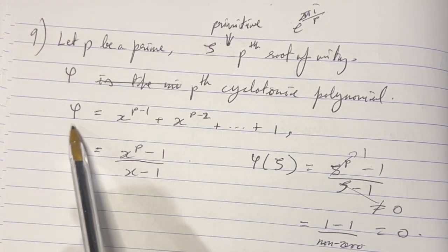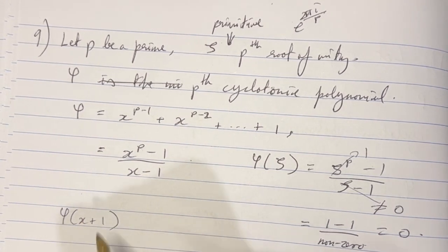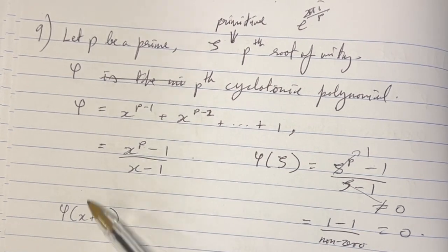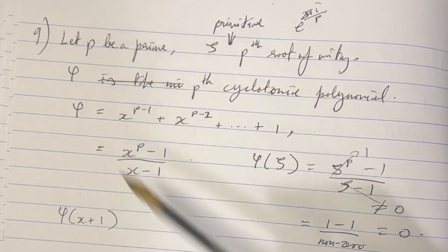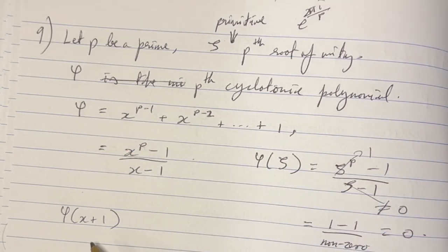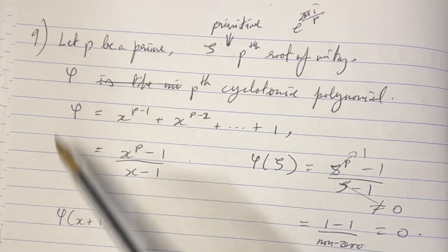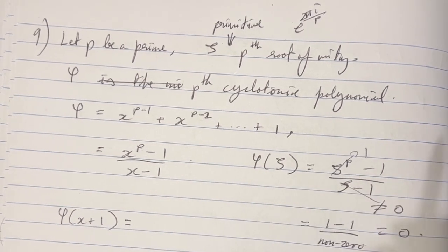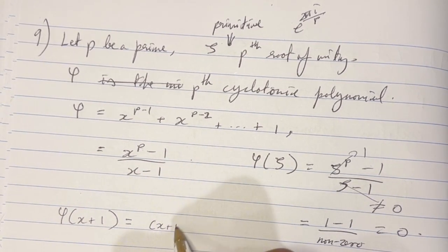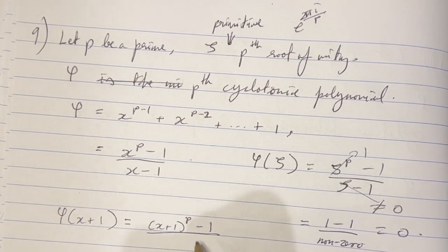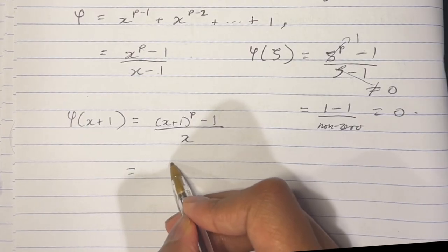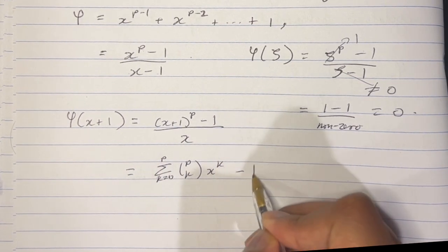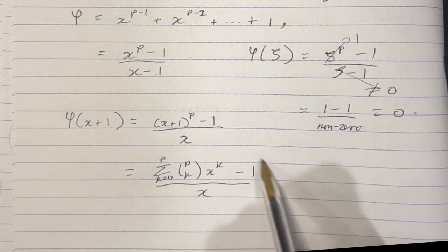So what we could do instead is consider phi of x plus 1. The idea is that if phi of x plus 1 was reducible, because right now we're substituting x goes to x plus 1, we can substitute back and then prove that phi is reducible. But in this case, we're going to show this is irreducible, and so is phi, by doing the contrapositive. Okay, so what is this? Well, we're going to use this formula. So we get x plus 1 to the p minus 1, over x plus 1 minus 1, which is just x. We can use the binomial formula on this: the sum from k equals 0 to p of p choose k, x to the k, minus 1, all over x.